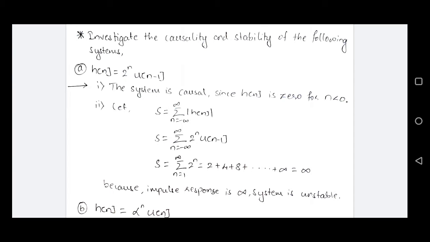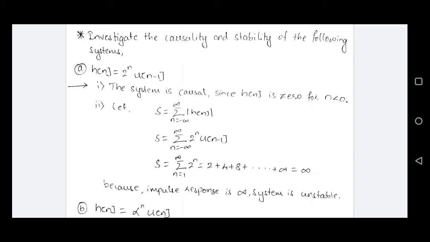So the first problem we'll consider is: investigate the causality and stability of the following systems. A discrete time system is defined by the impulse response h of n equals 2 to the power n u of n minus 1. Now this impulse response is of exponential form, starting from n equals 1, and it will be present till infinity.